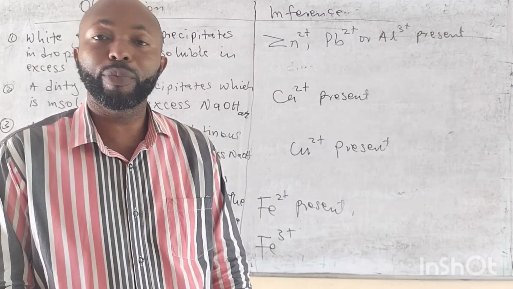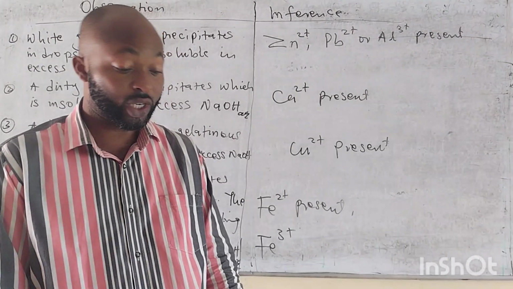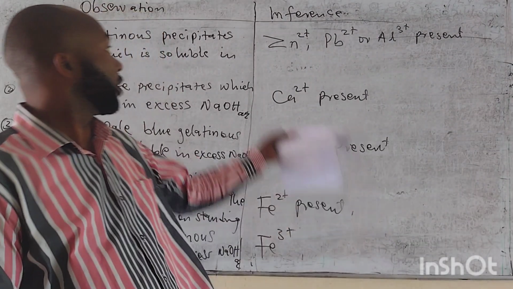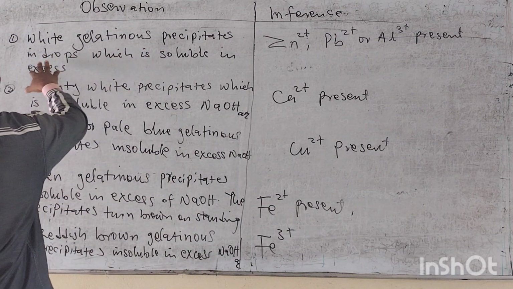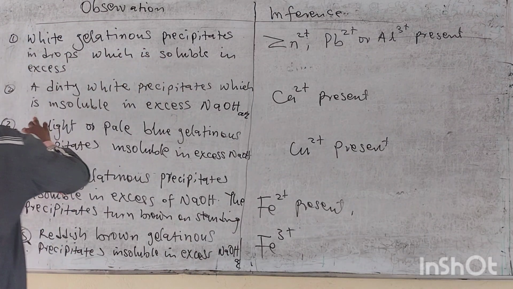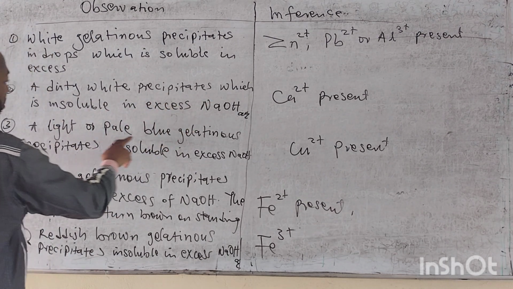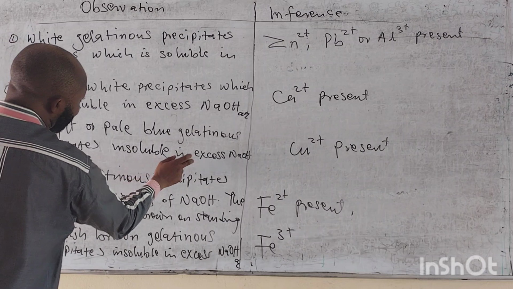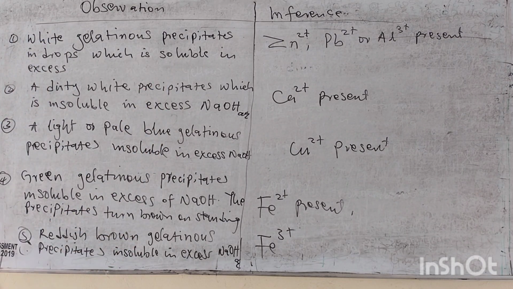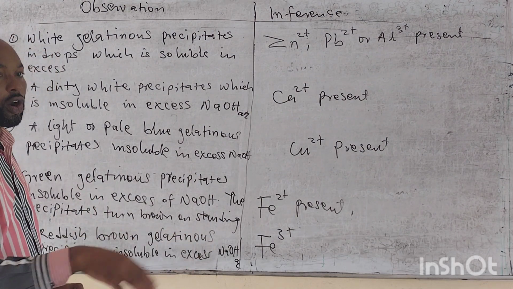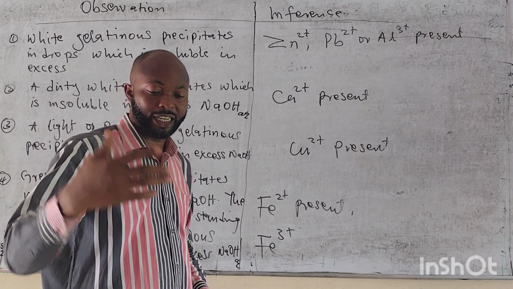Calcium is a dirty white gelatinous precipitate in drops, insoluble in excess. So which one is soluble? Just the first one: zinc, lead, or aluminium, a white gelatinous precipitate in drops, which is soluble in excess. White precipitate, insoluble in excess, calcium. A light or pale blue gelatinous precipitate, insoluble in excess, copper. Iron 2 and iron 3 are green and reddish brown. They are all insoluble in drops and in excess.